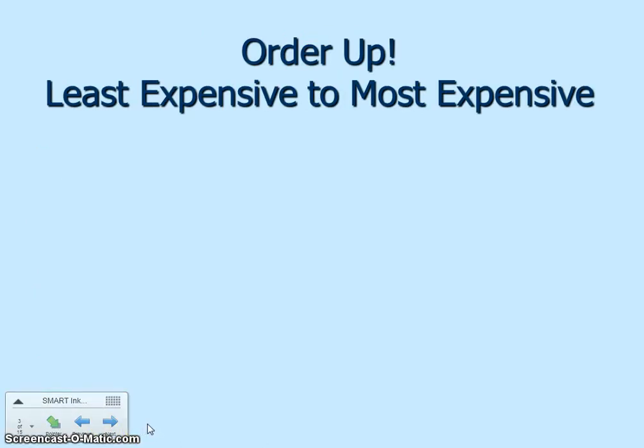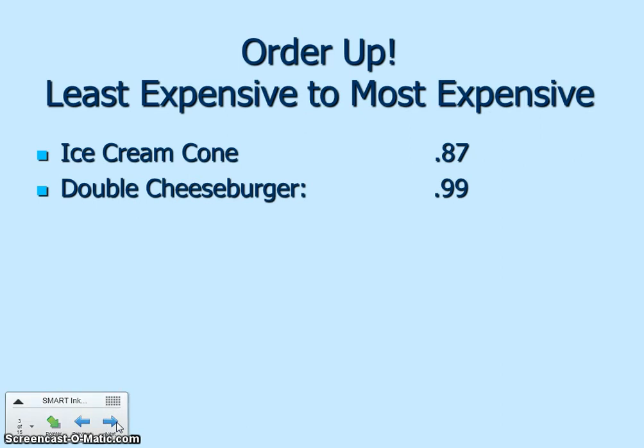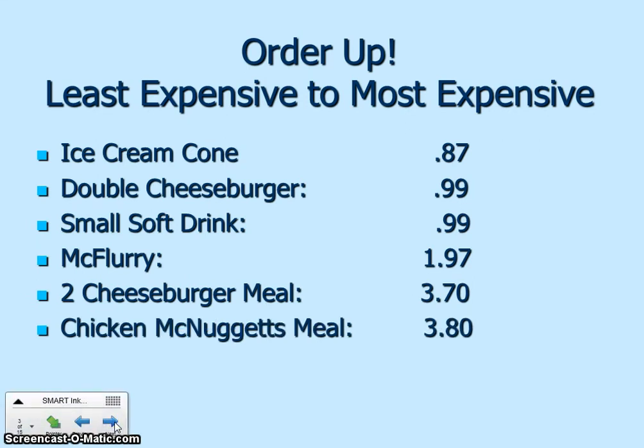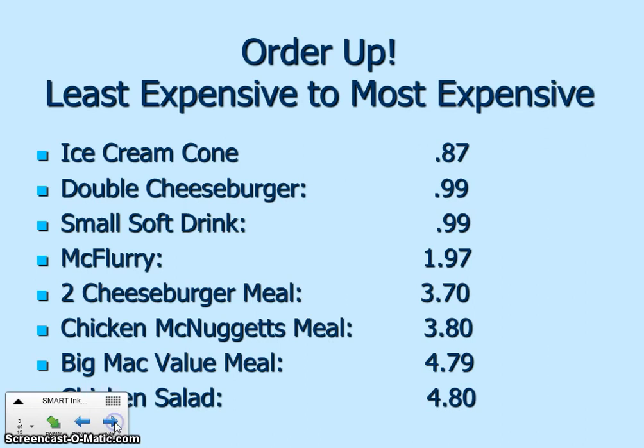So if we order from least expensive to most expensive, we would see that the ice cream cone was the least expensive at 87 cents, followed by the double cheeseburger at 99 cents, and the small soft drink at 99 cents. You could have had those flipped around and that would have been okay. The McFlurry would be the next at $1.97. The 2 cheeseburger meal at $3.70. The Chicken McNuggets meal at $3.80. The Big Mac value meal at $4.79. And then the chicken salad at $4.80.